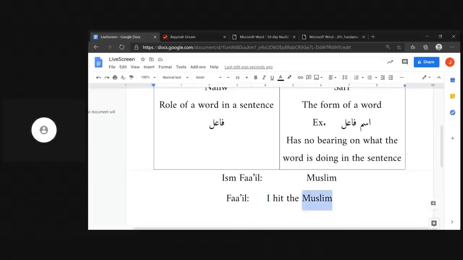And in this case, the role of Muslim, even though Muslim is an ism fa'il, its form is ism fa'il. The role of Muslim in the sentence, it's not fa'il, it's detail now. And we haven't gone over the term for detail yet. But I hope that makes sense. I'm gonna write out both examples. Let me just add some notes here.